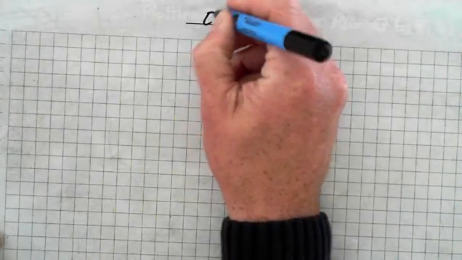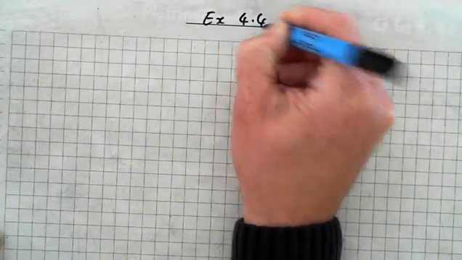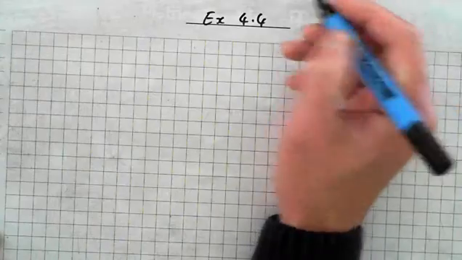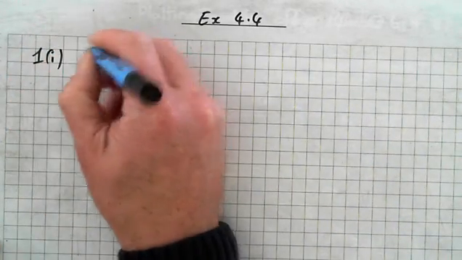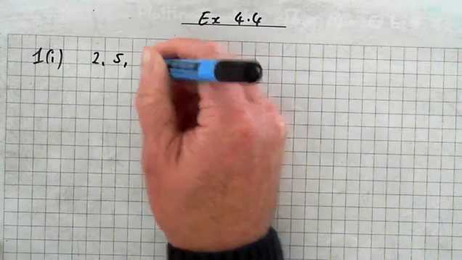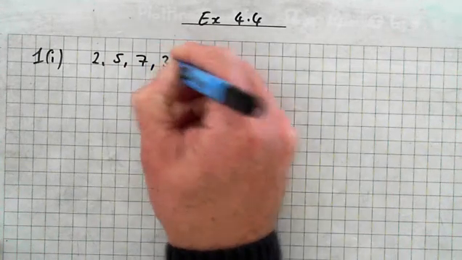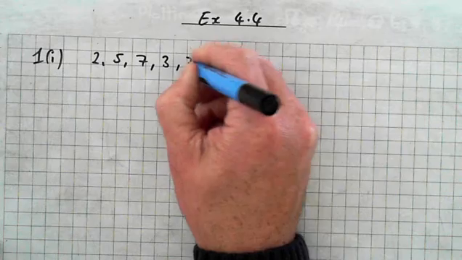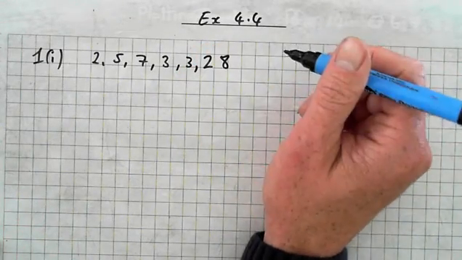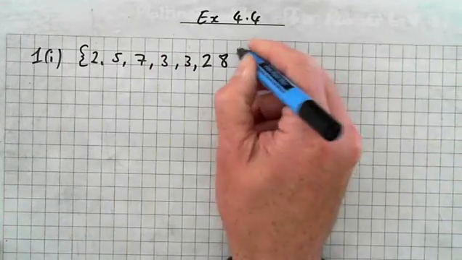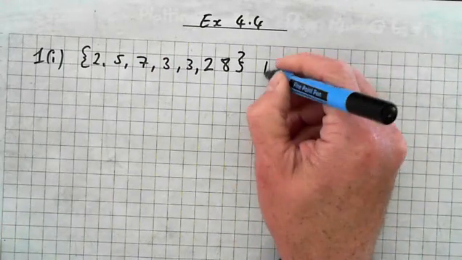Alright, so this is exercise 4.4, and we'll take the first example, question 1. We have the numbers 2, 5, 7, 3, 3, 2, 8. Just look up for the people who don't know how to do it. Right, that's our raw data.